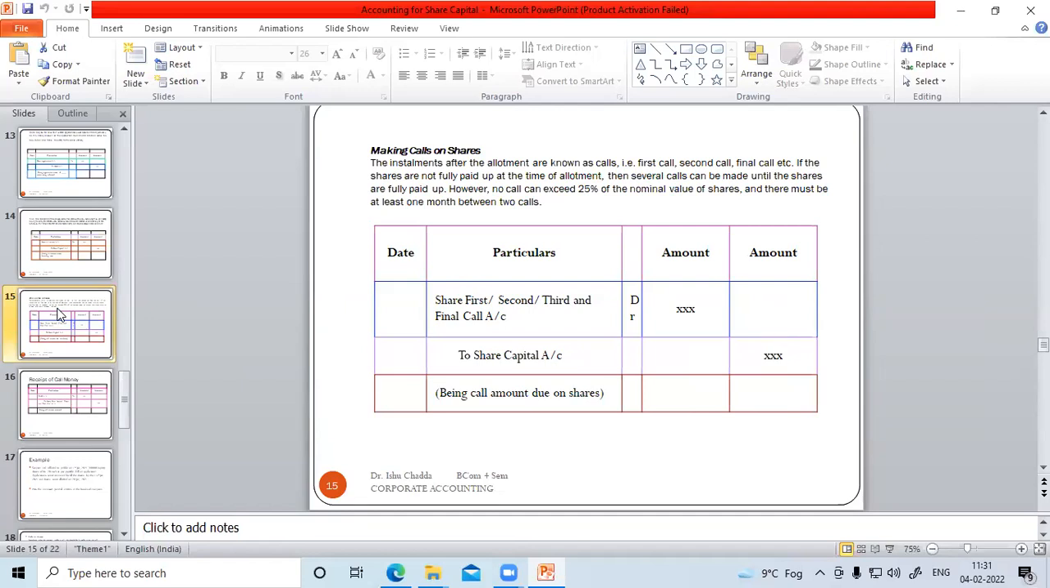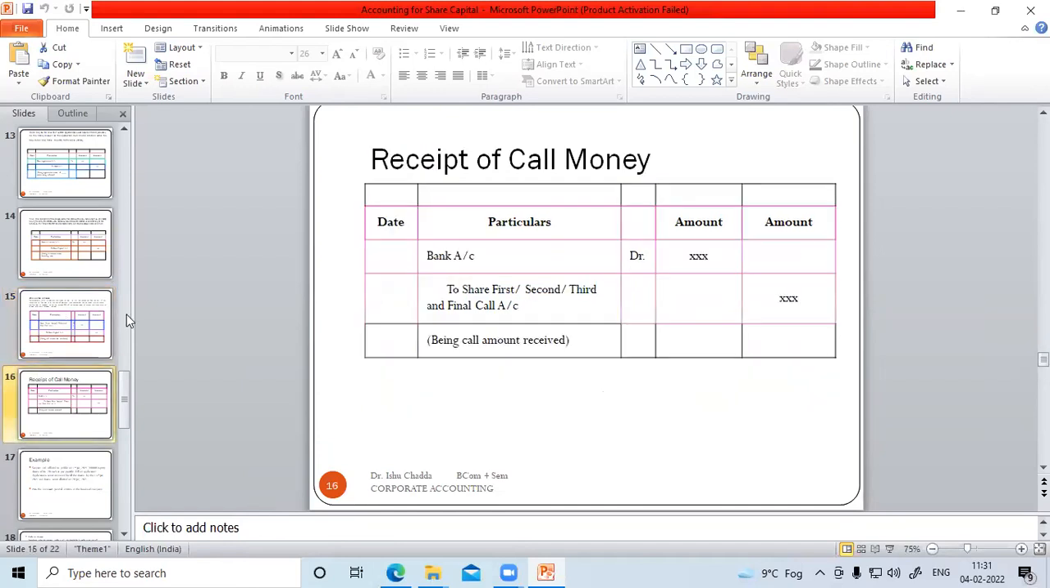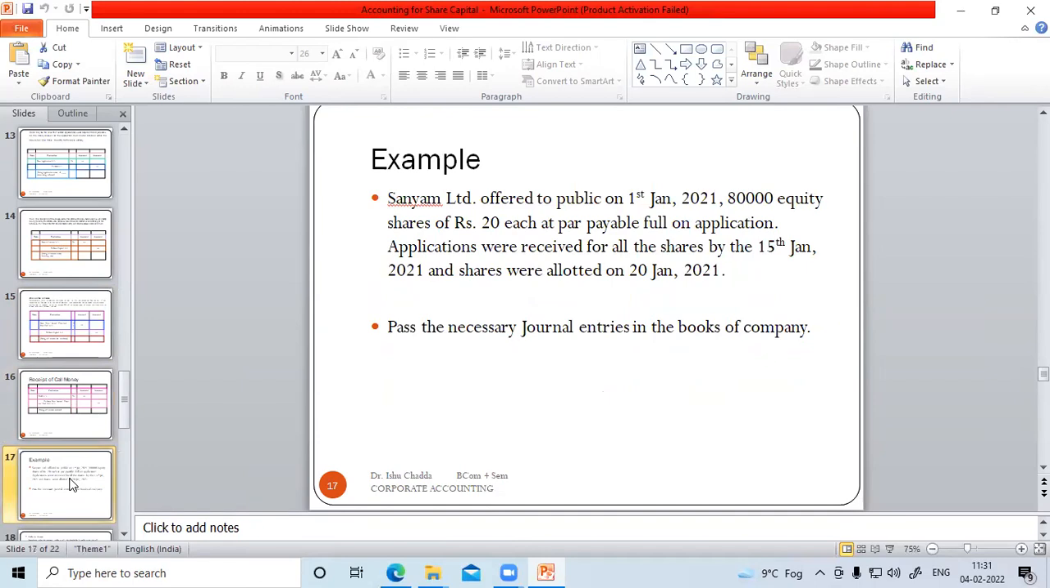So the entry for each and every call will be share first call, share second call or share third call account debited to share capital account. On receipt of call money, bank account is debited to share first, second, third, and final call. Let's go with an example first to pass these general entries.